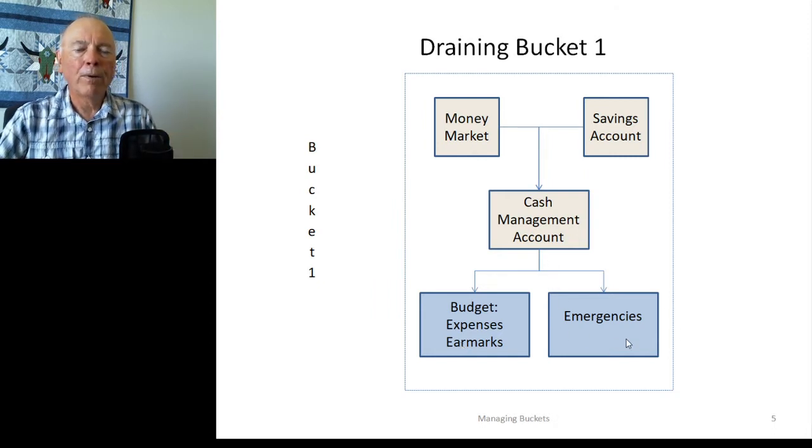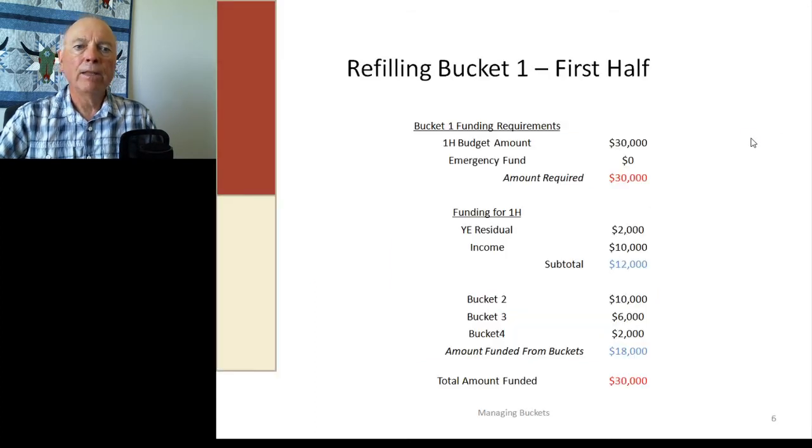And of course, bucket one is used to spend on emergencies out of your emergency fund, which logically exists within bucket one. Refilling bucket one. So we're going to do this at the start of the year, the first half. And let's take a look at our funding requirements.